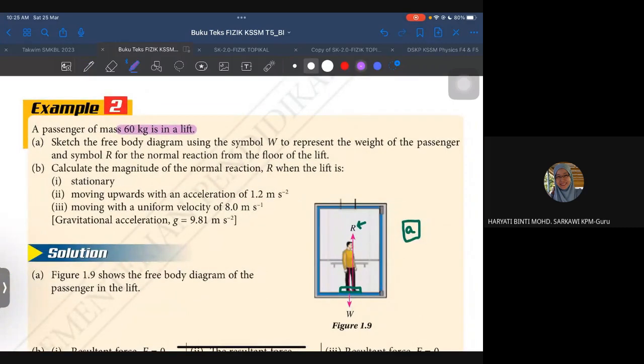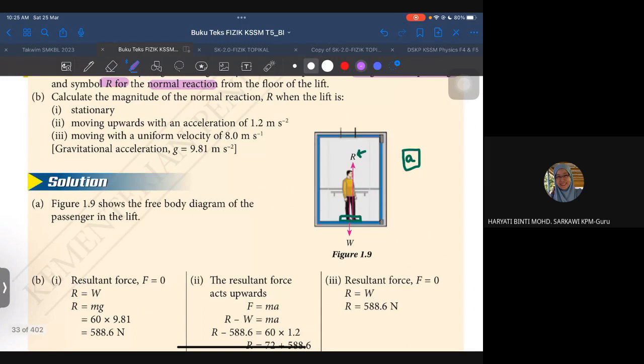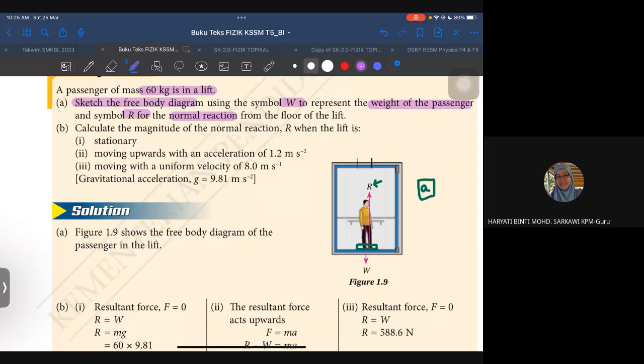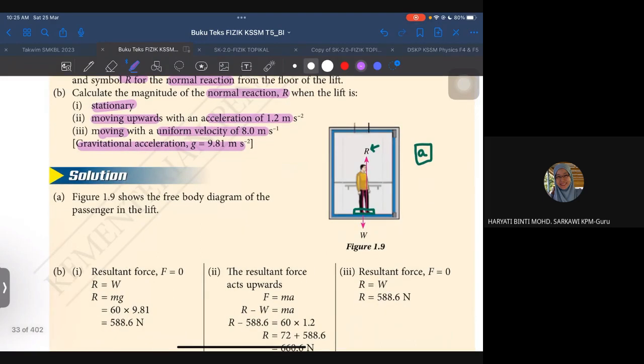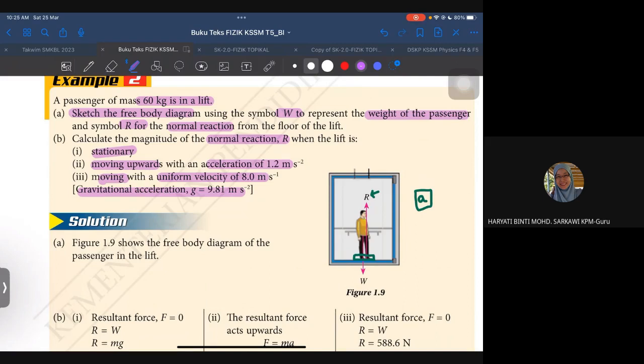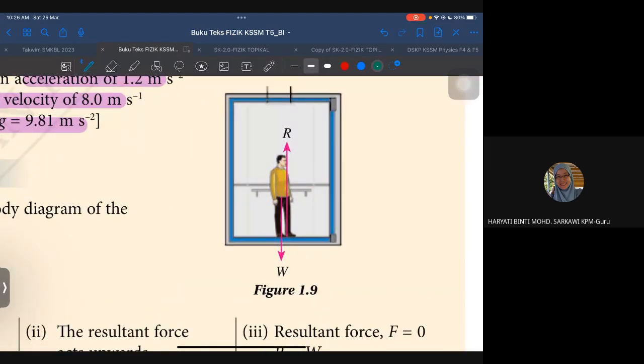Follow this question first. Sketch a free body diagram using symbol W to represent the weight of the passenger and R, normal reaction. Okay, so that is the answer. Just do like that. Next one. Calculate the magnitude of the normal reaction when the lift is stationary, moving upward with acceleration, and moving with uniform velocity. So they give you the gravitational acceleration. Number one, stationary. If stationary, then we can say R will be equal to W. The net force is zero, right? F net will be equal to zero. So it means that R is equal to W. This is when the lift is stationary.